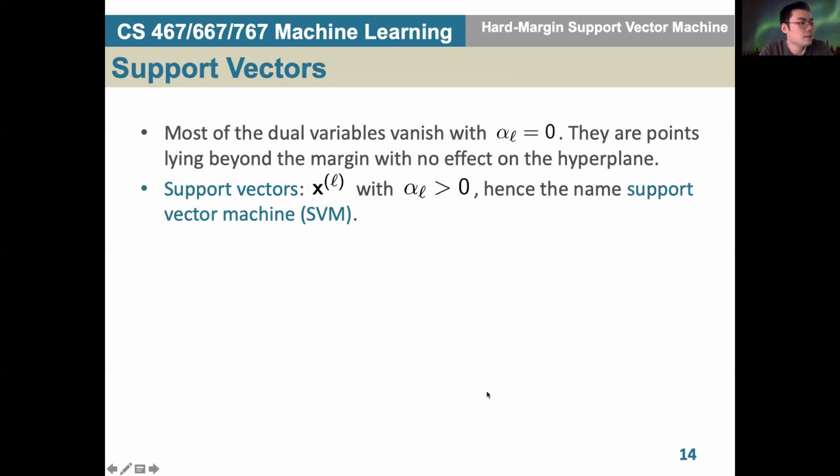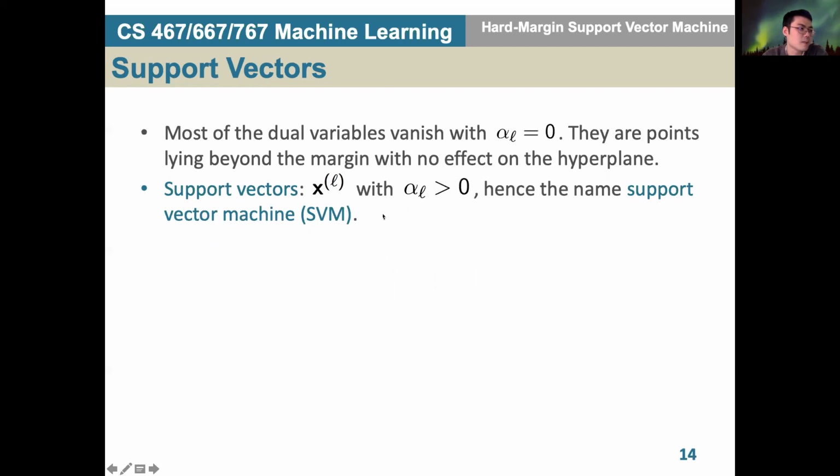So associated with these alphas, if an alpha is positive, most of them are 0, but some of them are positive. On the boundaries, their associated data points are called support vectors. Keep in mind, support vectors are no more than just the training data points, but they are a subset of them that is selected using optimization.